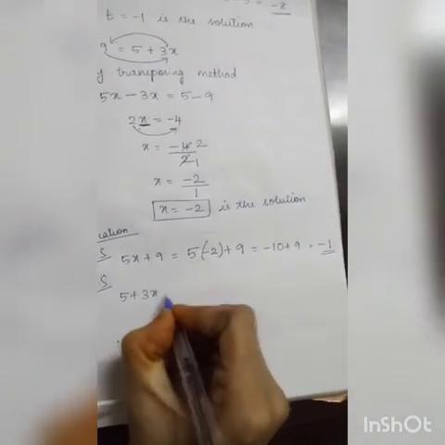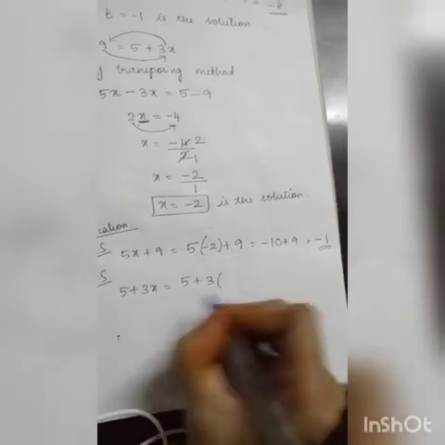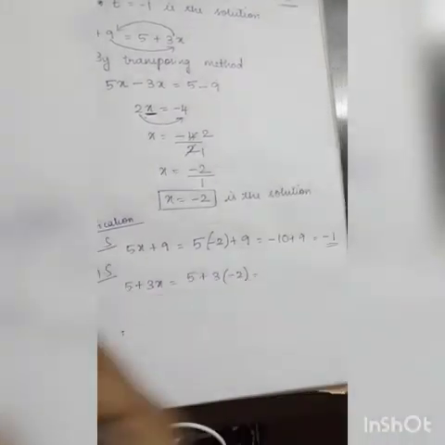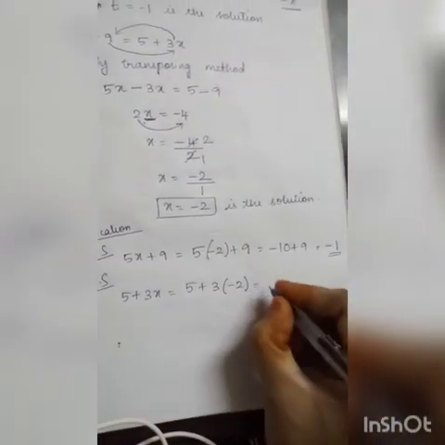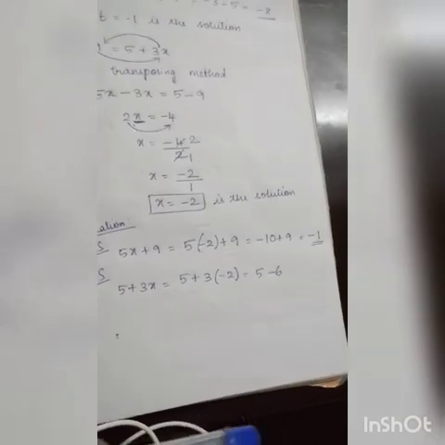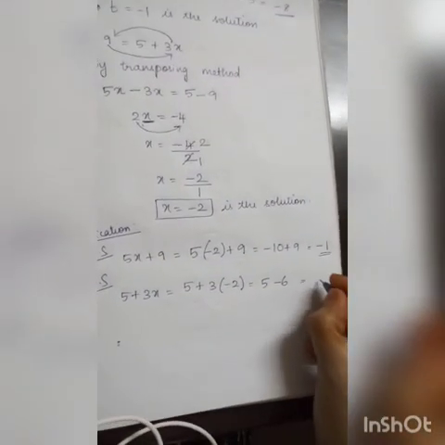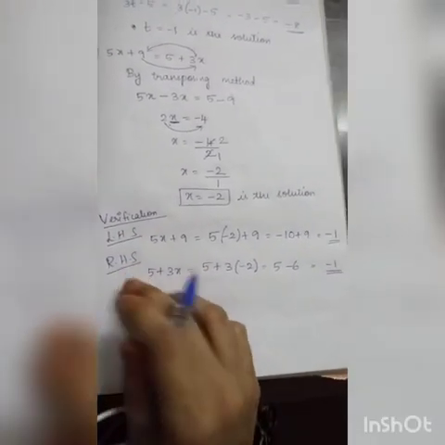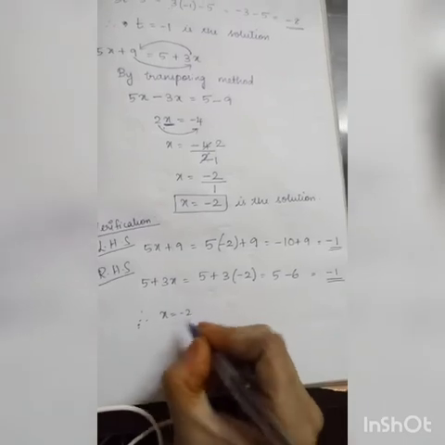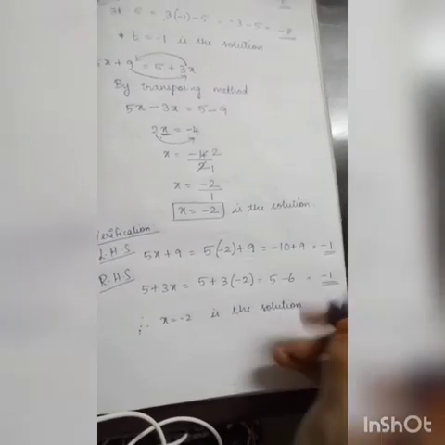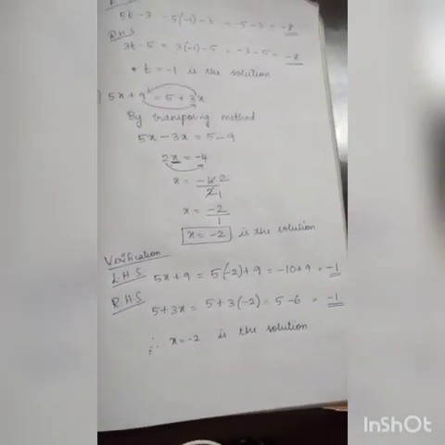Now RHS: 5 plus 3x. 5 plus 3 into the x value, which is minus 2. 5 plus 3 into minus 2. 3 twos are 6, plus into minus, minus 6. So 5 minus 6 is minus 1. So what is the RHS value? Minus 1. So here LHS and RHS are equal. Therefore, x is equal to minus 2 is the solution. Understood? Now you understood how to do this problem. Your fourth and fifth problems are your homework.